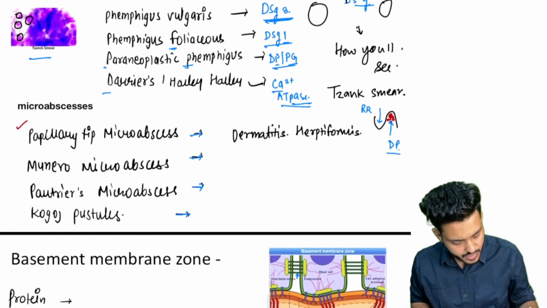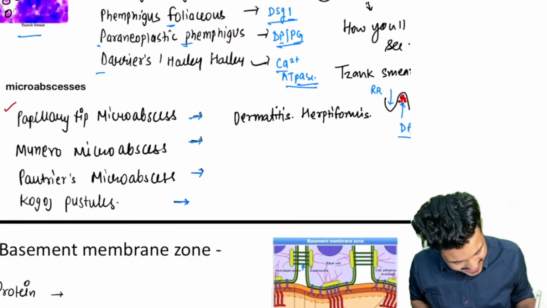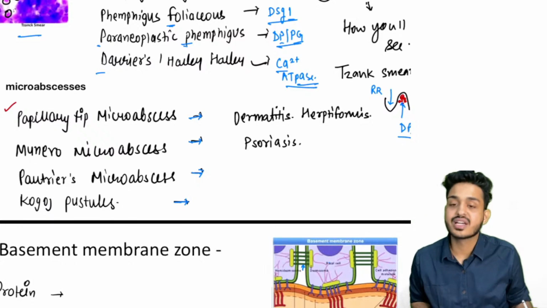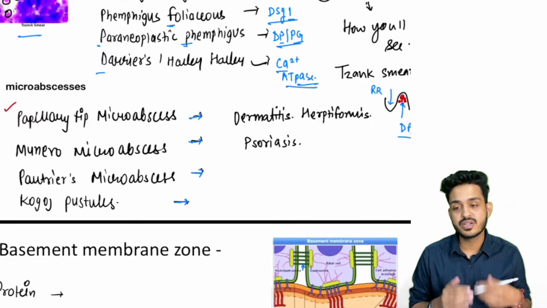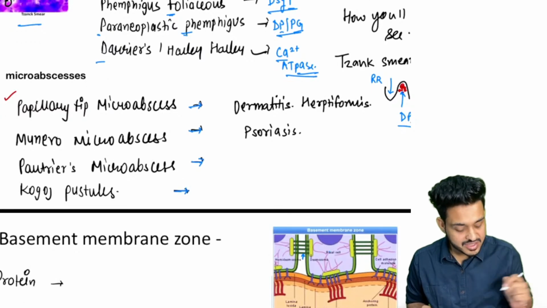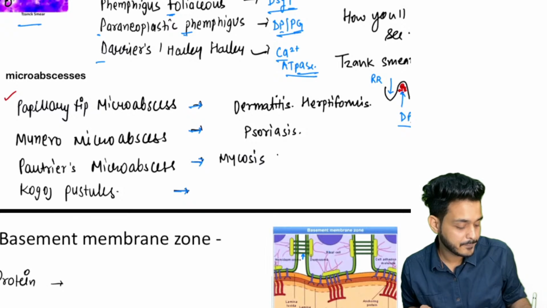Next is Munro's microabscess. Munro's microabscess will be seen in psoriasis. This is a direct question guys, it has been asked multiple times. बहुत बार पूछा गया है. You should be remembering these things. Okay, Potterier's microabscess will be seen in mycosis fungoides.